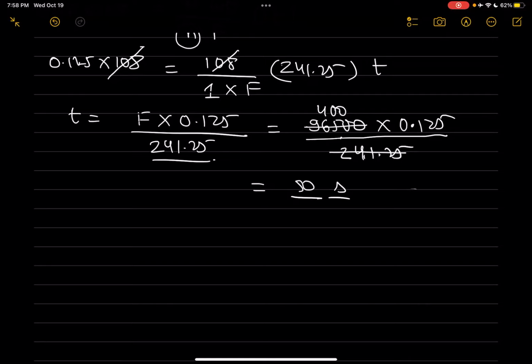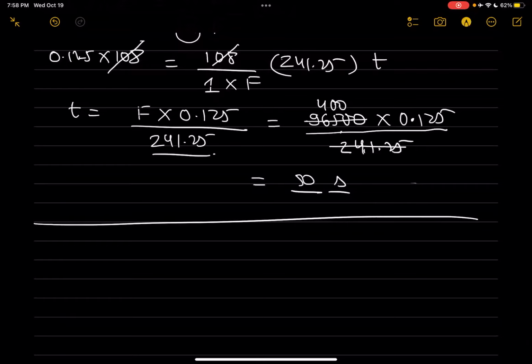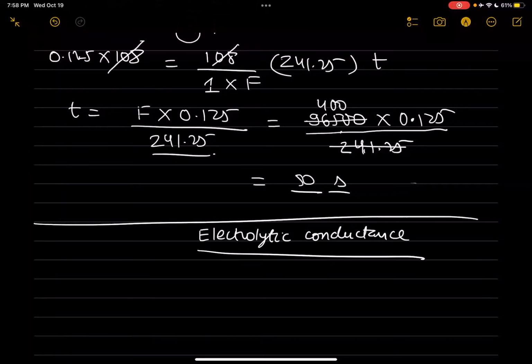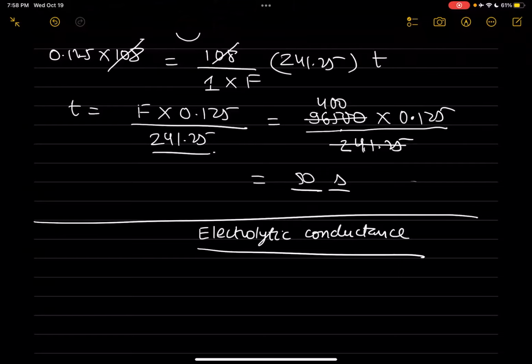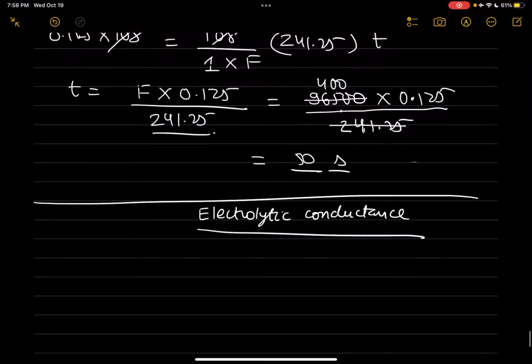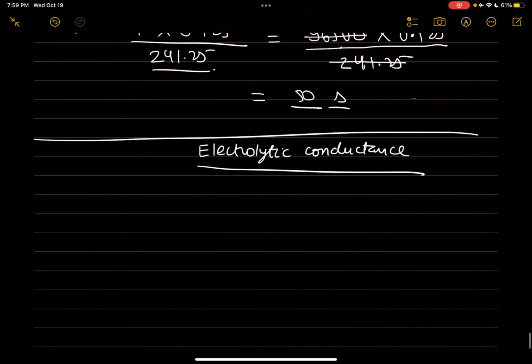Okay, so let's move on to the next part. What's the next part going to be? That is going to be electrolytic conductance. So what do you mean by electrolytic conductance? Any idea? Sir, conductance by electrolytic cell. Yeah, an electrolytic cell consists of electrolytes or ions. So it is the conductance due to ions. You know metals can conduct electricity. All of us know, right? So you have metallic conductors.